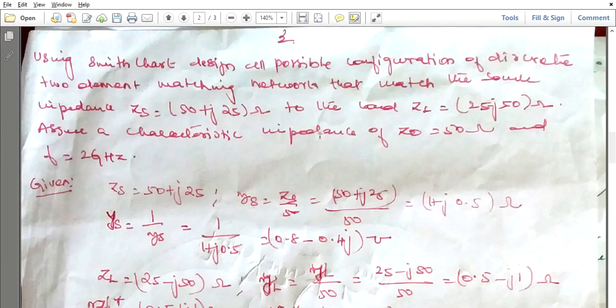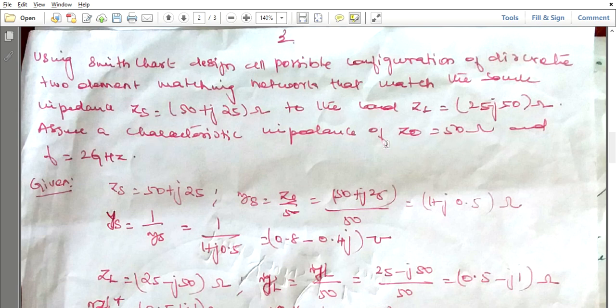Good morning. Today we are going to see how to design the two element matching network for the given ZS and ZL. So here ZS is given and ZL is given. In order to compensate the mismatch between these ZS and ZL, we have to design the matching network by using two elements. So here the characteristic impedance Z0 is given as 50 ohm.